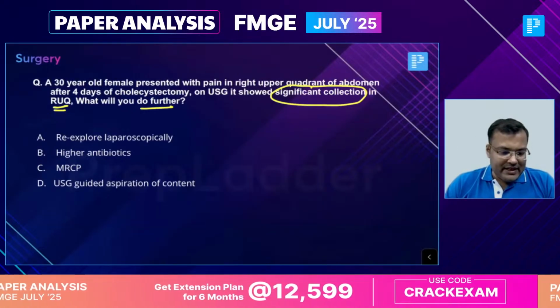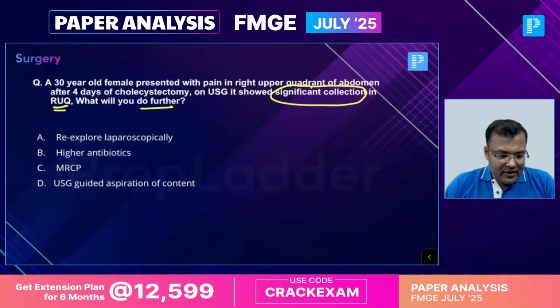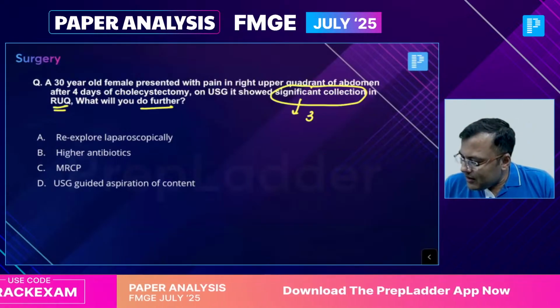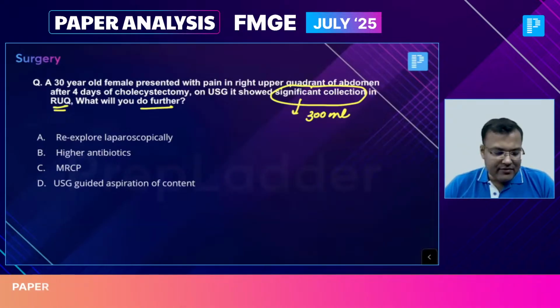Yes, very good. Okay, it was 300 ml of fluid. How much fluid was there? It was 300 ml of fluid.